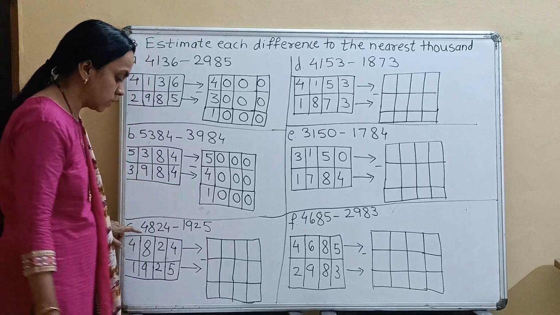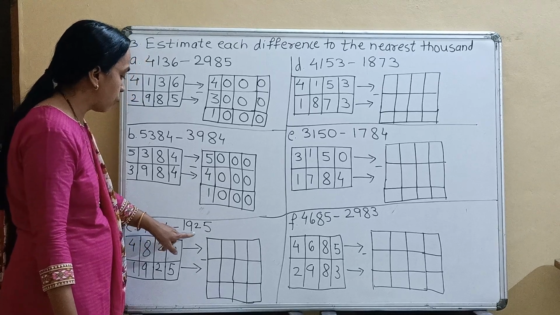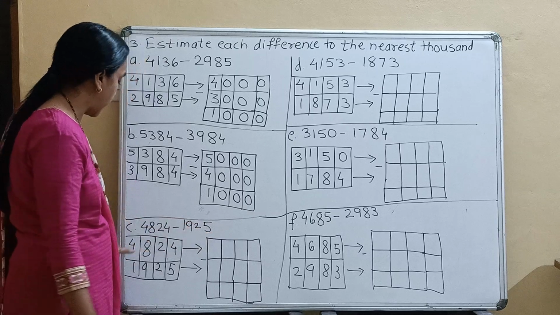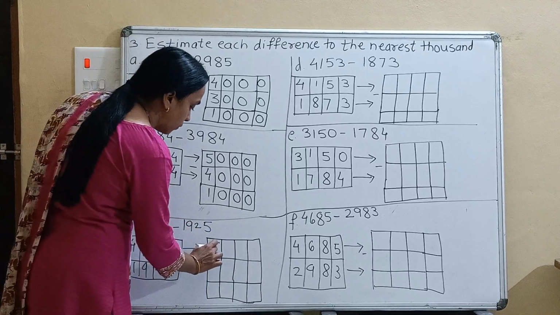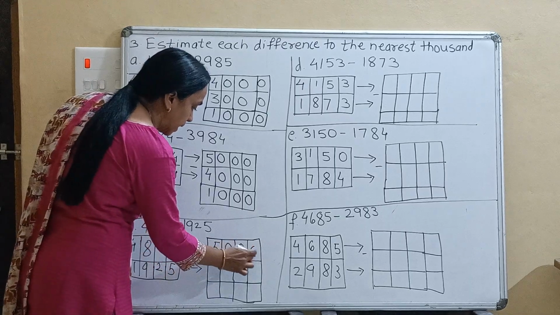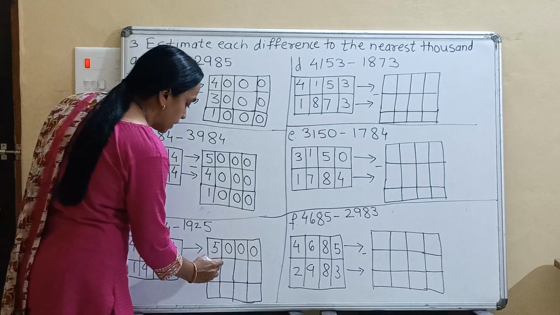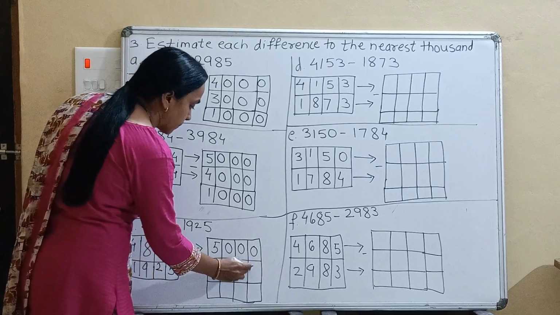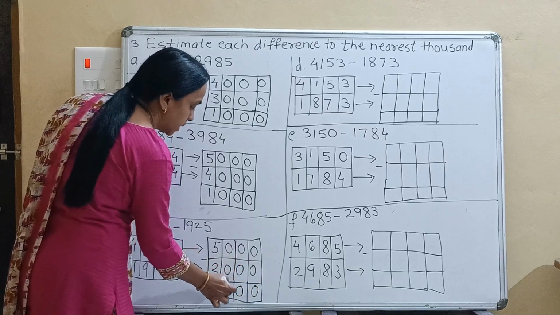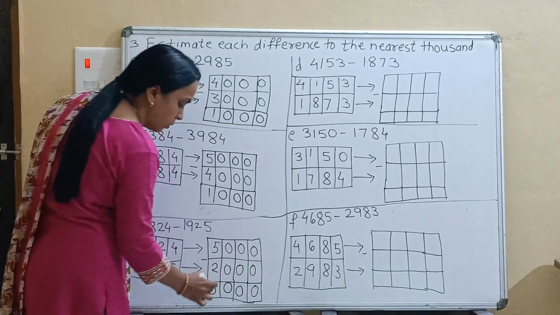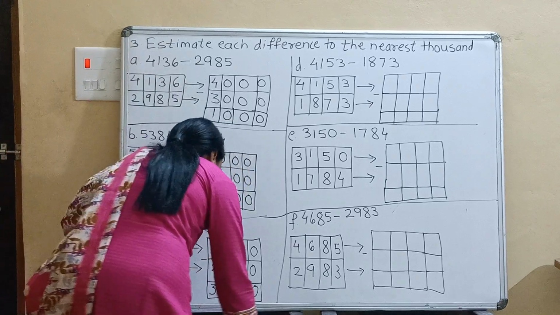So C question is what? 4824 minus 1925. 4824 is closer to 5000. So write here 5000. And 1925 is closer to 2000. 0 minus 0, 0, 0 minus 0, 0, 0 minus 0, 0, 5 minus 2, 3. So what is our answer? 3000.